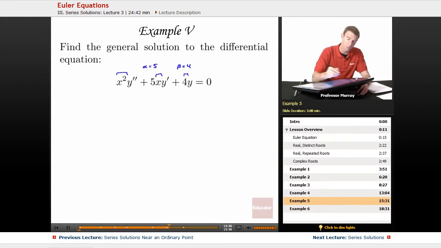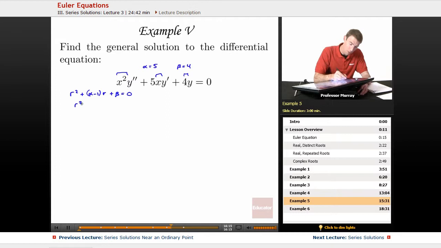So I'm going to set up my characteristic equation. It always has the form r squared plus alpha minus 1 r plus beta is equal to 0. Remember to shift that alpha by 1. This is a subtlety of Euler equations that we haven't really seen anywhere else. So in this case, the alpha is 5.